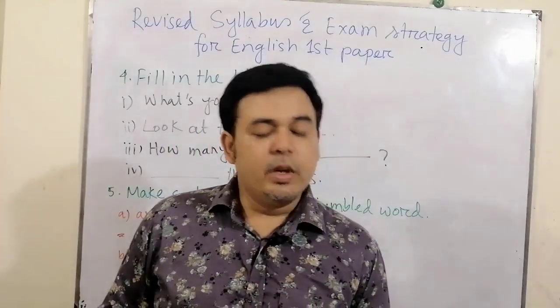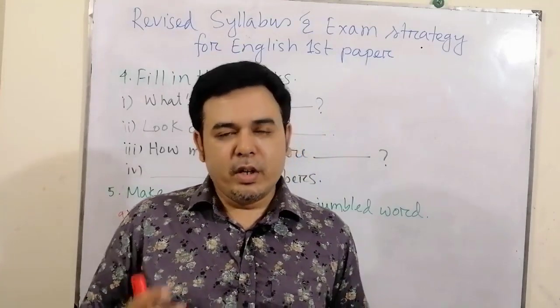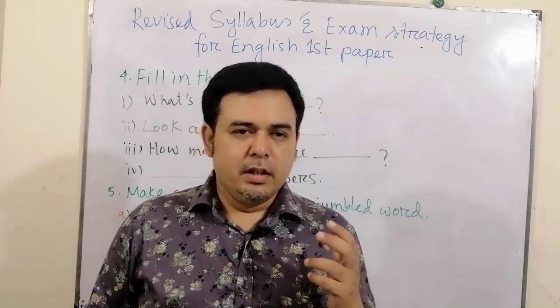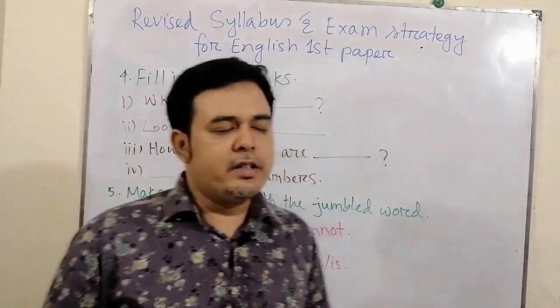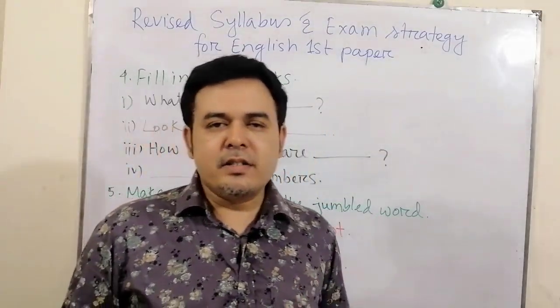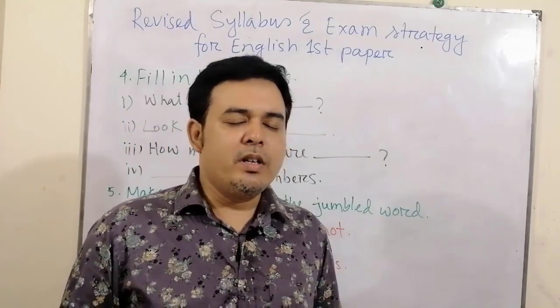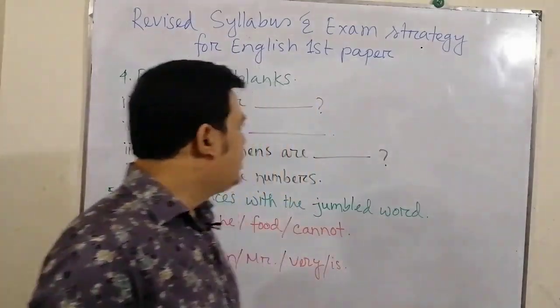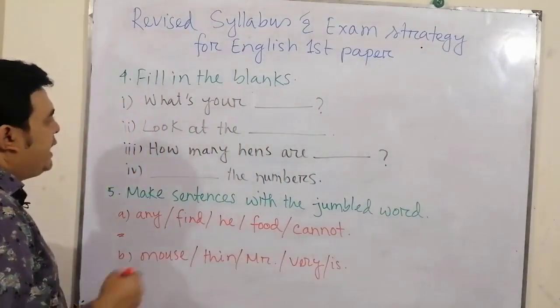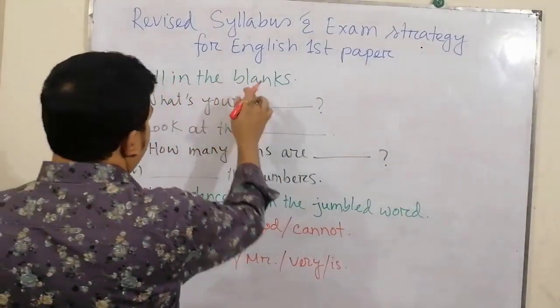So dear students, we have already seen three questions: the first is word meaning in English, the second is making sentences with the given words, and the third is rhyme. Each and every question bears 10 marks. The fourth question is fill in the blanks.